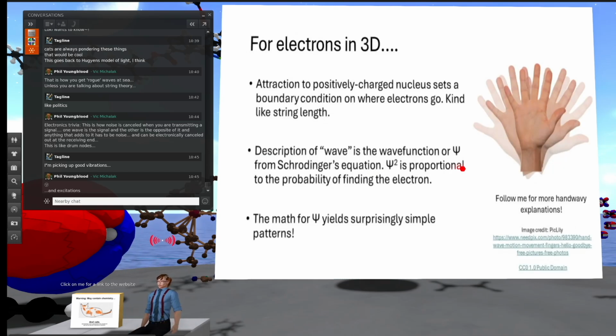So for electrons in 3D, here's my hand-wavy explanation. I was able to find a public domain hand waving. I'm going to use that over and over again. So I mentioned that the attraction to a nucleus sets one boundary condition. The description of the wave comes from Schrodinger's equation.